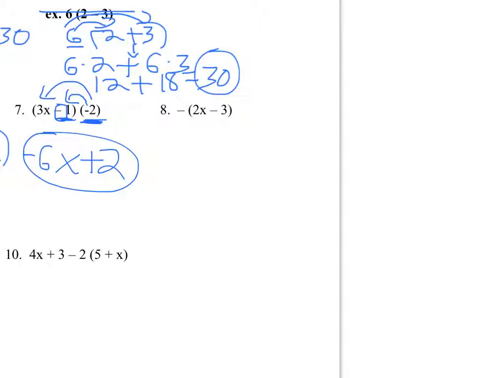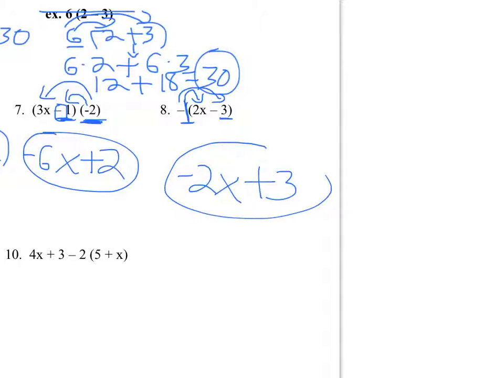Okay, number 8 looks a little bit different because there's no number on the outside. There's just a negative. So if there's no number on the outside, put a 1. It's like there's a 1 there. So what this is telling you is you want to distribute a negative 1 to the 2x minus 3. So when I do this, negative 1 times 2x is negative 2x. And then negative 1 times negative 3 is going to give me positive 3, so I have plus 3. And again, 3, you can't combine it with negative 2x because there's no x with the 3 right there.